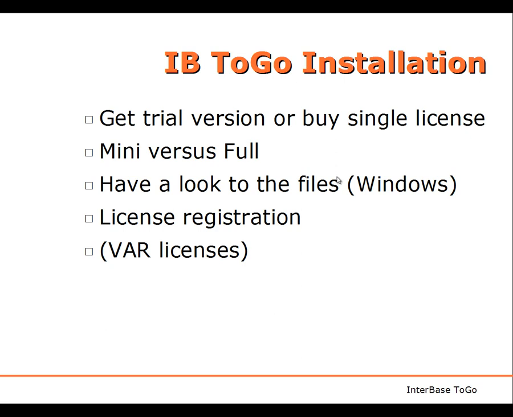So how do we get started with InterBase ToGo? Well, you can buy a license, or I'd really suggest you go for the trial version first. So what you have to do is go to the InterBase site and download the trial version of InterBase ToGo. You'll get a small download plus an email with a license key that's tied to your EDN account. You'll need that license key to register your local version of InterBase ToGo before you can actually use it.